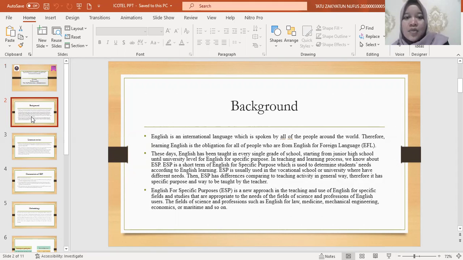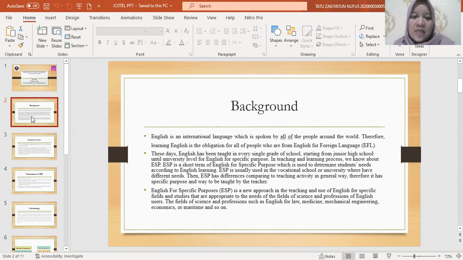These days, English has been taught in every grade of school, starting from junior high school until university level for English for Specific Purposes. And in the teaching and learning process, we know about ESP. ESP is short for English for Specific Purposes, which is used to determine students' needs according to English learning. ESP is usually used in vocational schools or universities where students have different needs. ESP is different from teaching activity in the general way, so it has a specific purpose and way to be taught by the teachers.